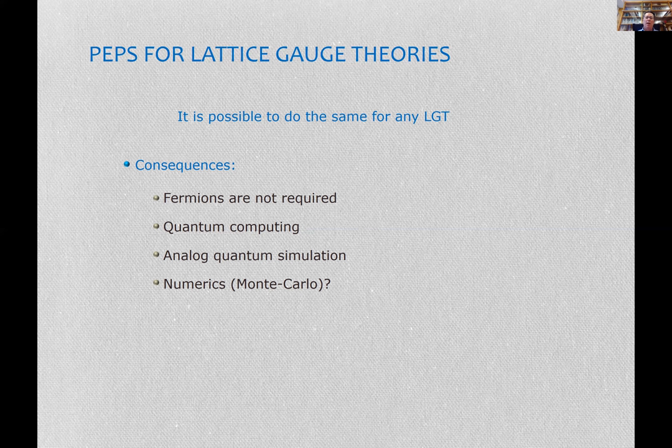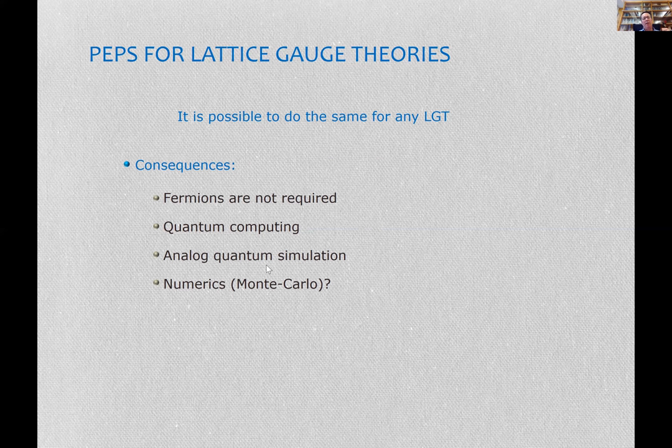Actually, I forgot to tell you that the bosonic theory that you get is local. You have a local bosonic theory, and then you can represent it without any transformations and do quantum computations with that. This may also have interesting applications in analog quantum simulation, because it tells you that with systems in which people are doing analog simulations that are bosonic in nature, you could also do fermionic computations.